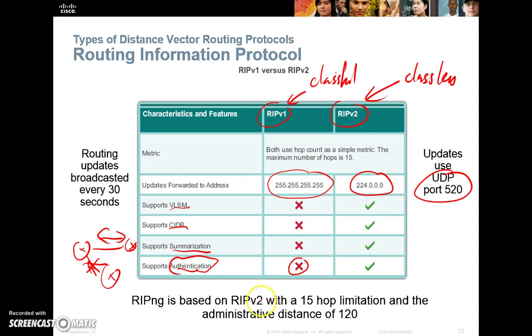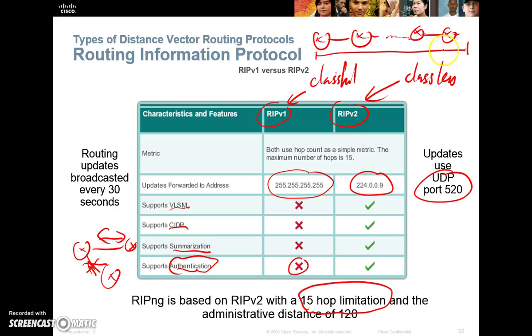Another one is there's a 15 hop limit in RIP version 2 and also RIP version 1. 15 hop limit means that, let's say there's a series of routers, the number of routers from one end to the other end can only go a maximum of 15 hops. Anything more than 15 hops is considered unreachable. That means your network cannot be too big.